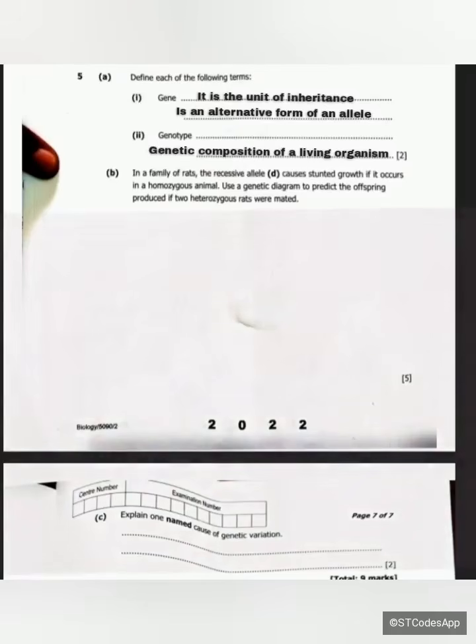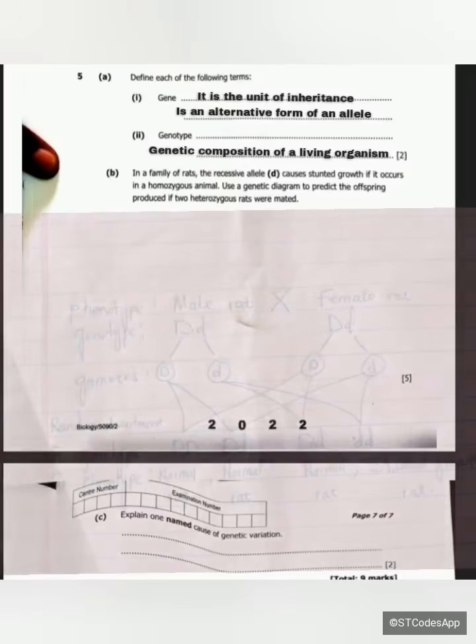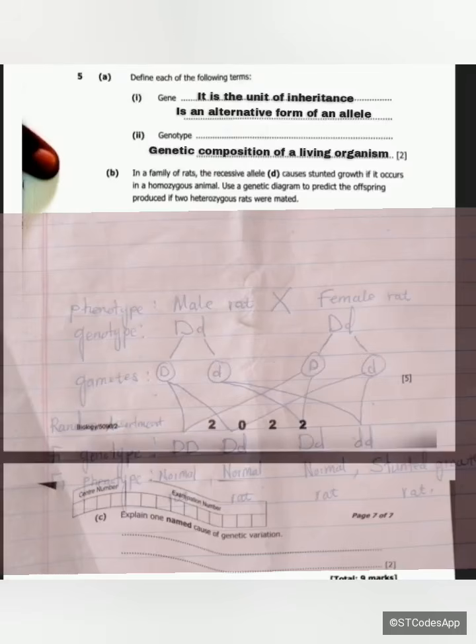So on this part here, I'm just going to use this paper here. So I will display the answer, okay, like this. So we have the phenotype, which is the male rat crossed with the female rat. Followed by the genotype. The genotype is an internal appearance or the genetic appearance of a living organism. Then I was saying genotypes are represented by alleles, and alleles are represented by letters.